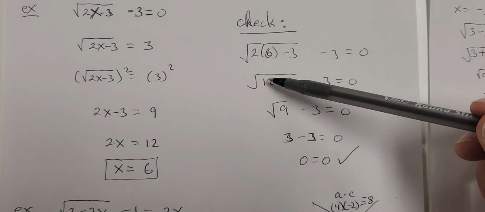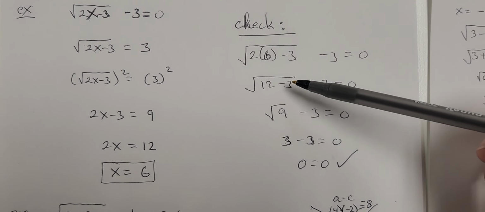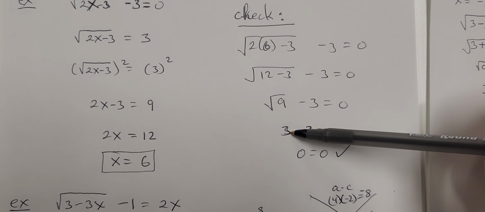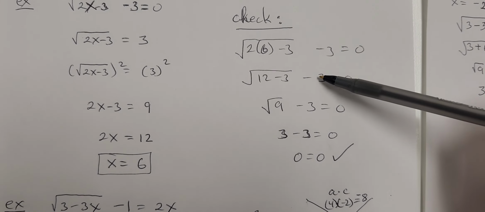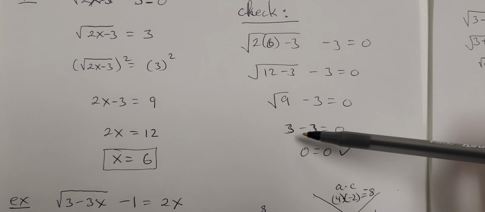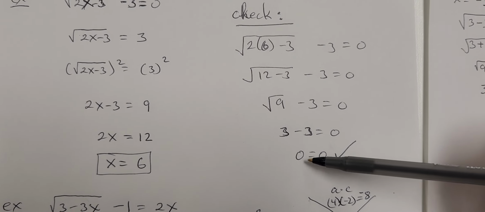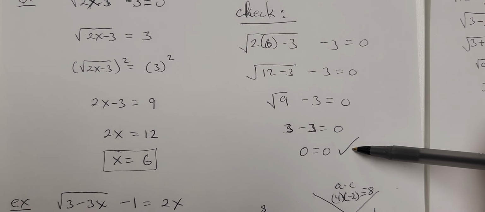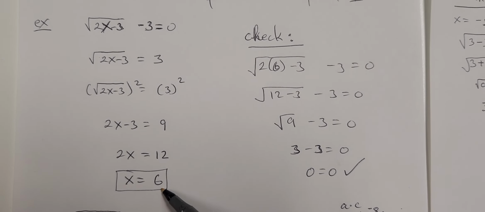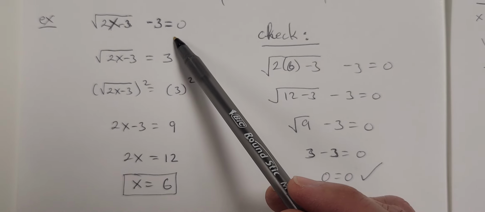2 times 6 gives me 12. 12 subtract 3 gives me 9. The square root of 9 gives me 3. Now this negative 3, I haven't done anything to it, so I just brought it straight down. So 3 subtract 3 gives me 0, and 0 equals 0 is true. Therefore, x equals 6 is true for this radical equation.